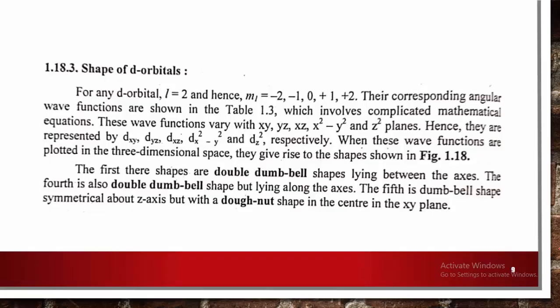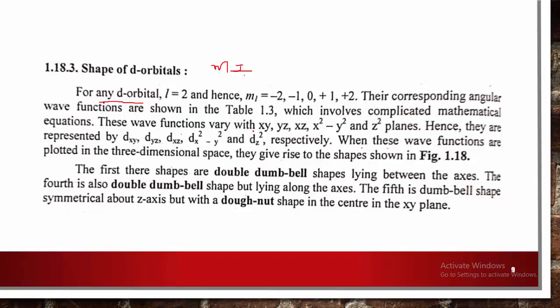Next is the shape of the d orbital. Again, very important: for any d orbital, the azimuthal quantum number l is equal to 2. The magnetic quantum number can vary from minus l to 0 to plus l, that is minus 2, minus 1, 0, plus 1, plus 2. These correspond to the angular wave functions of the orbital, whose calculation involves complicated mathematical equations.